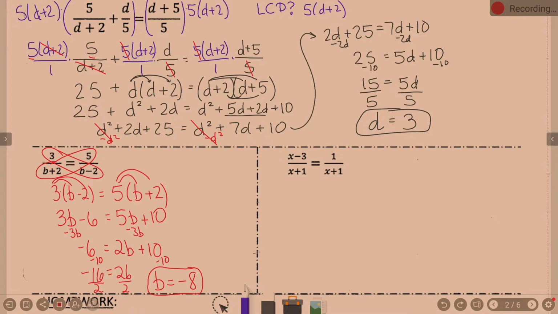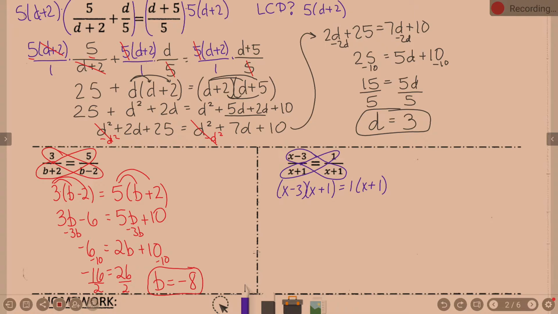Okay, one more. x minus 3 over x plus 1 equals 1 over x plus 1. What am I going to suggest that you could do here? Cross products, cross multiply. So x minus 3 times x plus 1 is equal to x plus 1 times 1.